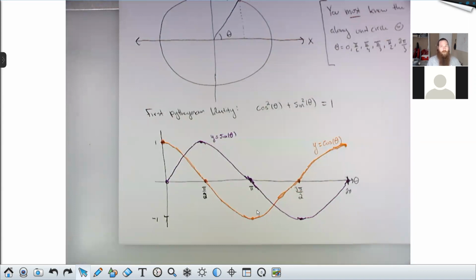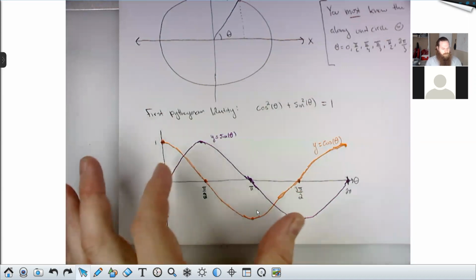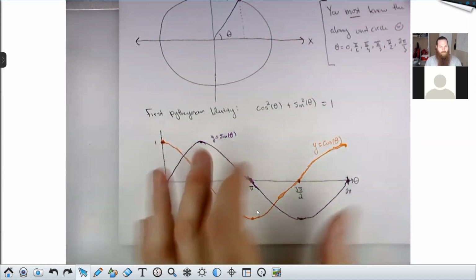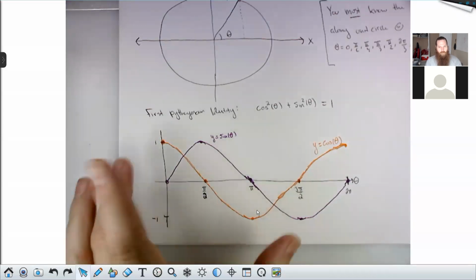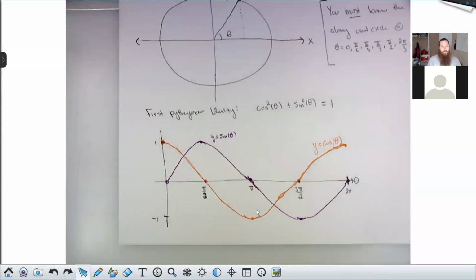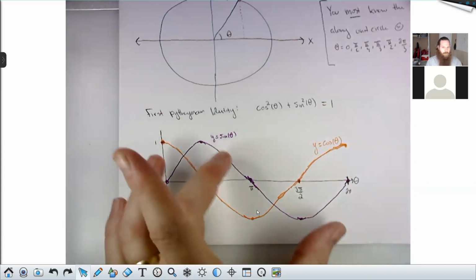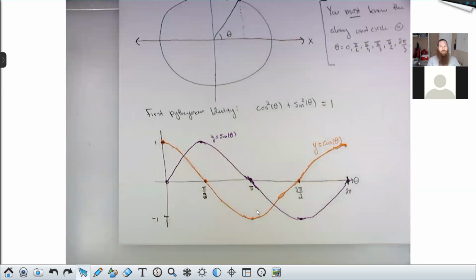They're 90 degrees or pi over 2 radians out of phase with each other. So if you were to shift the orange guy to the right by pi over 2, you would get the purple guy. Or equivalently, if you shift the purple guy to the left by pi over 2, you get the orange guy.